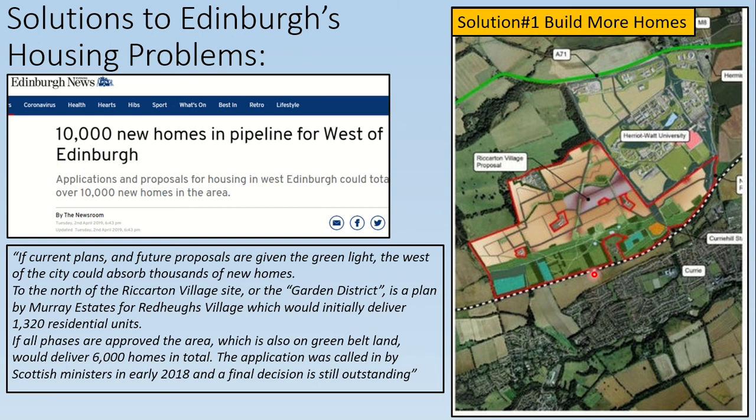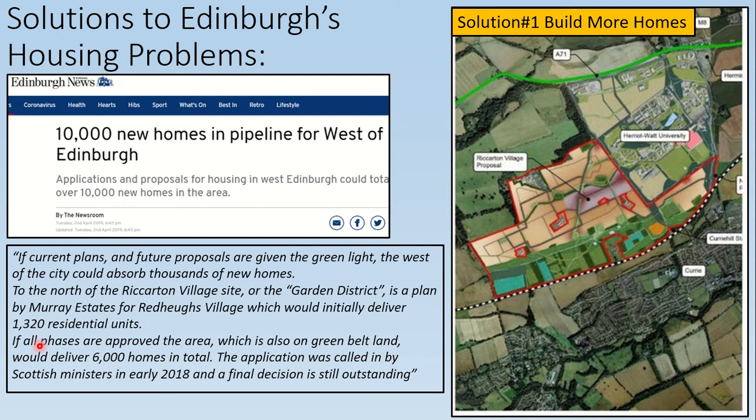You need to have good case studies with detail. So this one here I would recommend to you. The Riccarton village site. Riccarton is an area outside the west of Edinburgh. There's a plan to construct something called Red Hughes Village, which will initially deliver 1,300-ish residential units. However, if approved, this would go on to produce 6,000 homes in total. This kind of construction is really meaningful. There's a lot of homes being built.